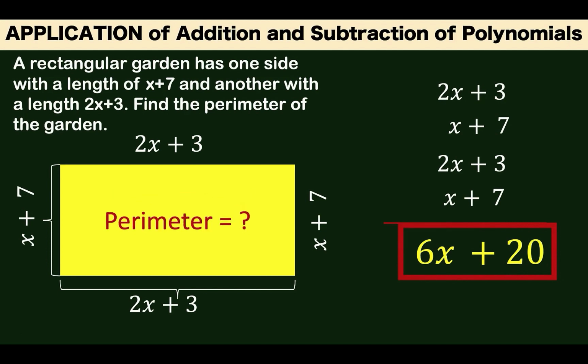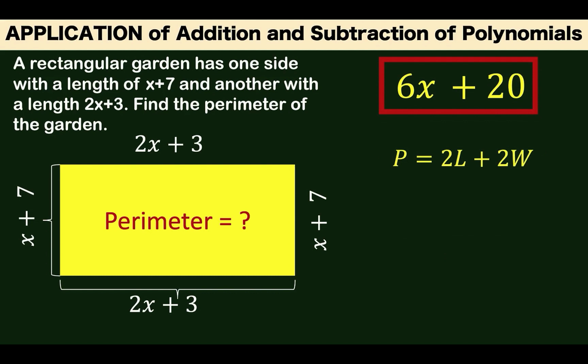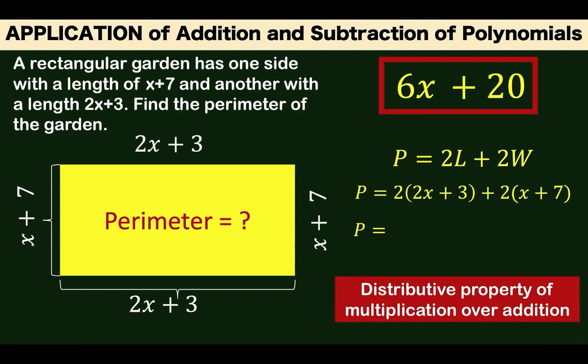Now, how about if we use that formula, P is equal to 2L plus 2W? Let's see what happens. You have 2 times our length 2x plus 3 plus 2 times our width of x plus 7. Now here you have a monomial times a binomial. We are going to perform what we call the distributive property. Here, you distribute the monomial factor to the binomial factor. So 2 times 2x is equal to 4x. Then distribute this 2 again, multiplied to positive 3. So 2 times 3 is equal to 6. Then go to the next monomial factor, multiplied 2 times x to get 2x, and 2 times 7 is equal to 14.